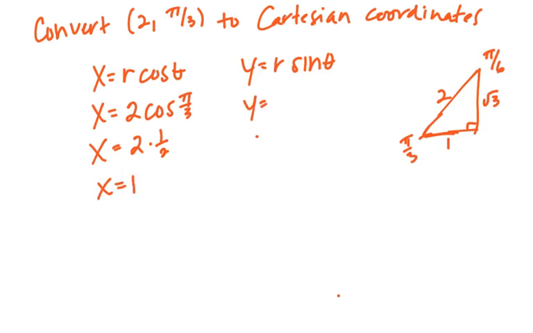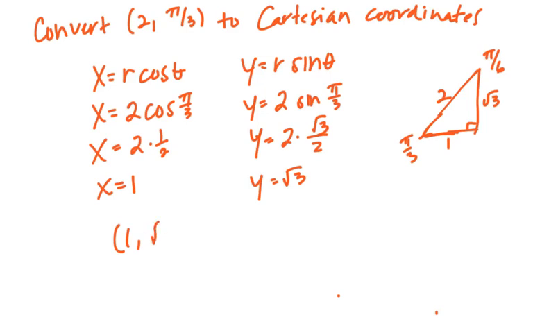And then y equals r, which is 2, times sine of theta. We can use the same triangle. So sine of pi over 3, let's write that in here, sine of pi over 3. So sine of pi over 3 is the square root of 3 over 2. So y equals the square root of 3. So in Cartesian coordinate system, this point is 1, square root of 3.